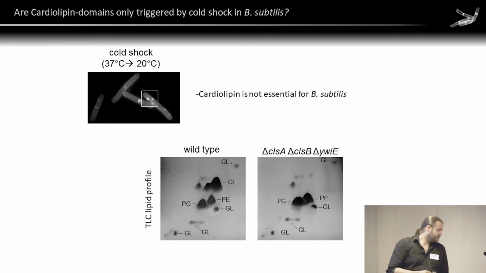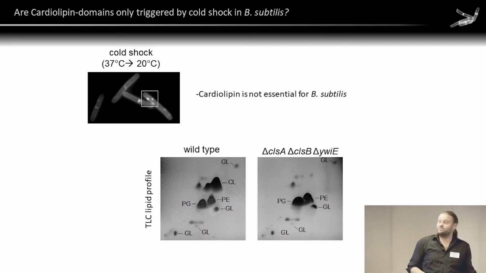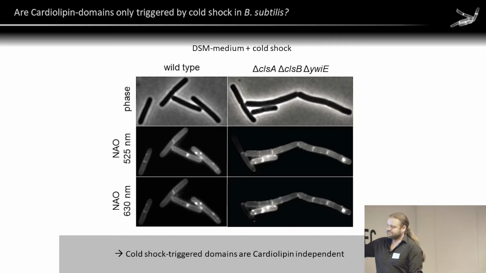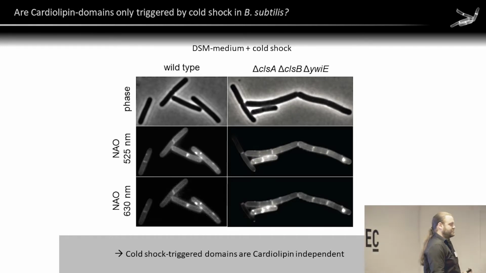Luckily, cardiolipin is not essential in Bacillus, so we can delete the synthesis of cardiolipin, and this is just TLCs showing that cardiolipin is completely gone. We can repeat this experiment, and the domains are still there. So these domains are absolutely not characterized by cardiolipin. They can also emerge in the absence of cardiolipin. Therefore, these cold shock triggered domains are also cardiolipin independent.